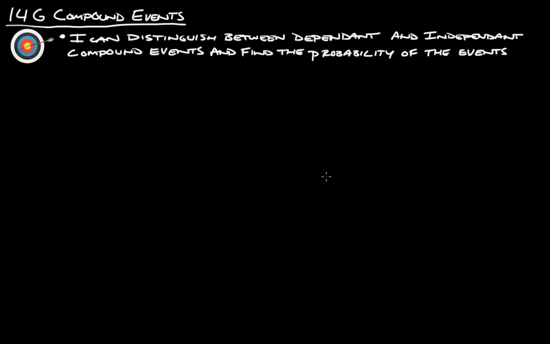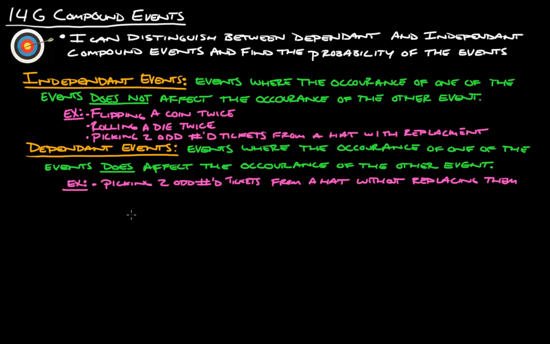I'm going to take you through the 14 G notes on compound events. At the end of this, you should be able to say, "I can distinguish between dependent and independent compound events and find the probability of the events." Okay, so let's talk about independent and dependent events.